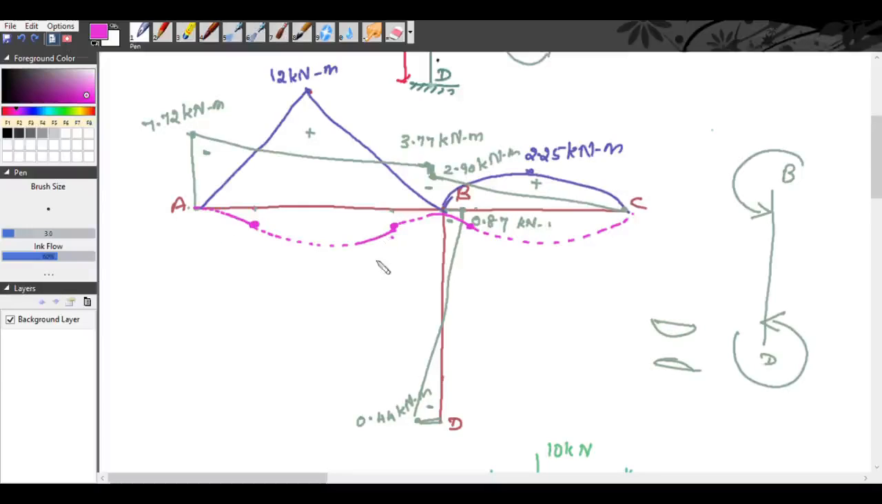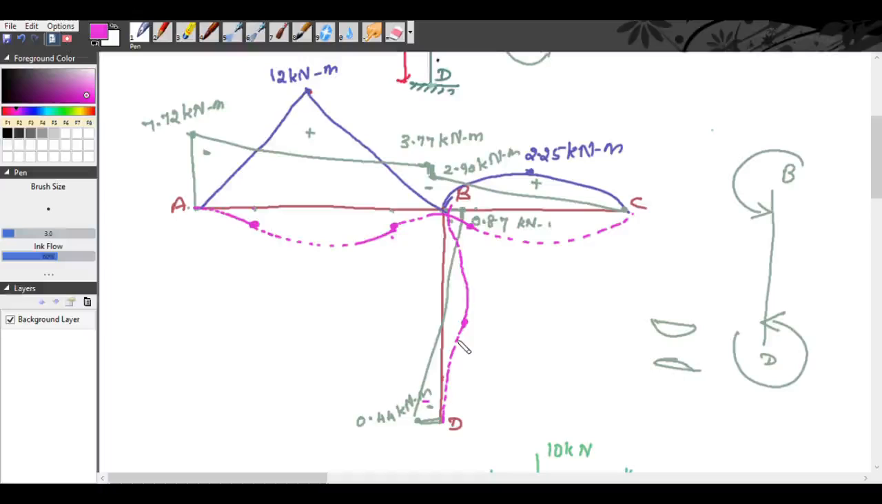Now for the span BD, we will start from D. So here there is a negative moment in this direction. So we have a point of contraflexion here. So here it is hogging, and here also it is hogging. So this is your deflection diagram. Okay.